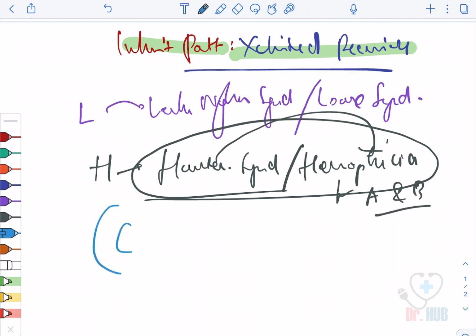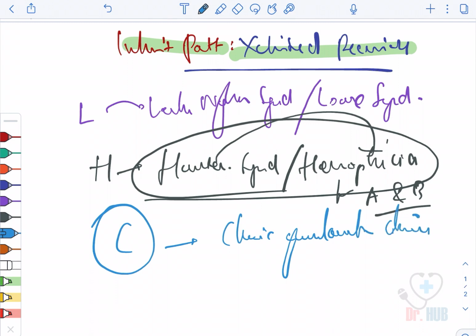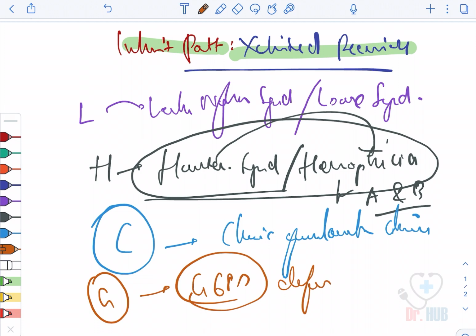Next comes C. So in C it is nothing but the chronic granulomatous disease. And there is also G. G for the G6PD deficiency. So if you see C and G, they look similar. So first C for chronic granulomatous and then G is for G6PD deficiency.